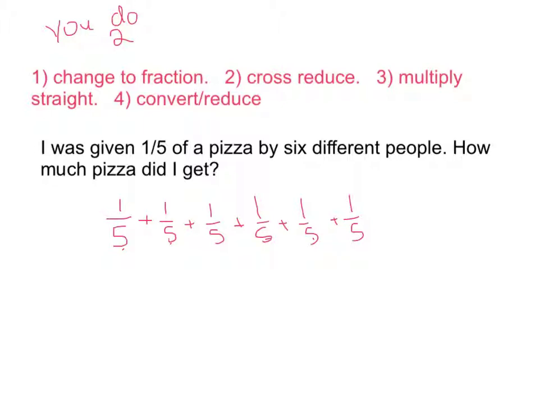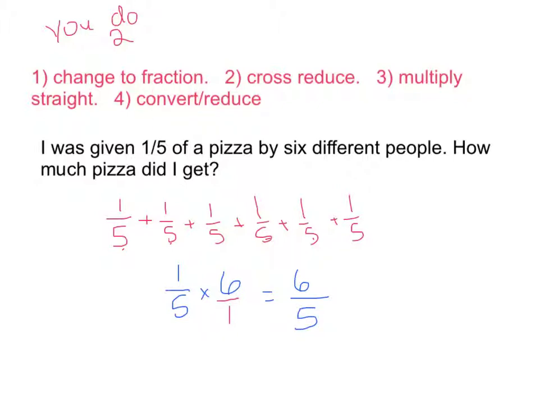Just like with whole numbers, anytime you're repeatedly adding numbers together, you do the shortcut of multiply. So I would do 1/5 times 6. Once I have that calculation ready to go, I use my steps: change them all to fractions. That is a fraction. This is not yet, but it's very easy to change it to a fraction. There you go. Now it's a fraction. Cross reduce if you can. Is there a number that goes into both 1 and 1 other than 1? No. How about 5 and 6? No. Okay, so next step, multiply straight across. 1 times 6 is 6, and 5 times 1 is 5.